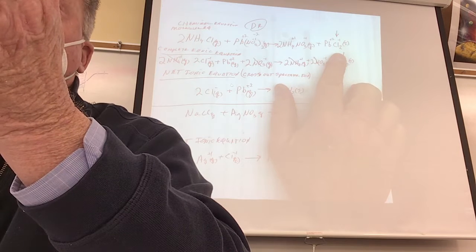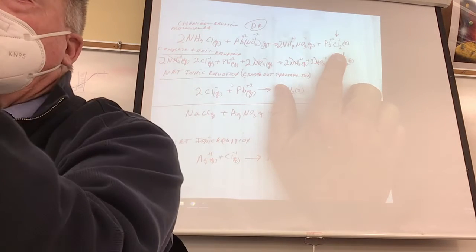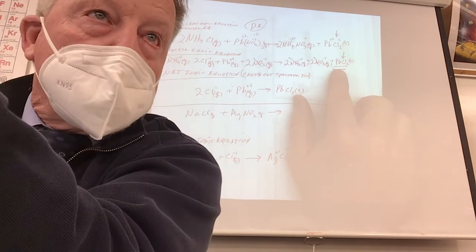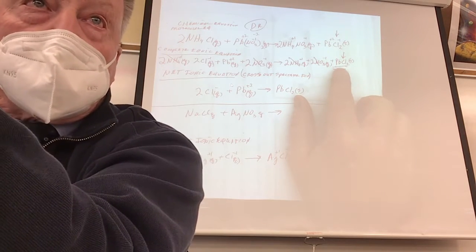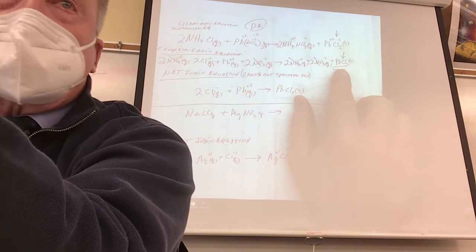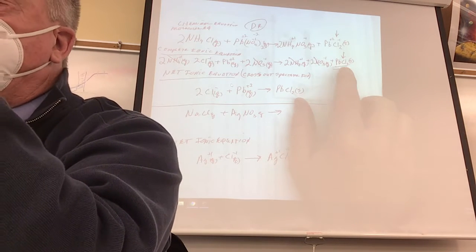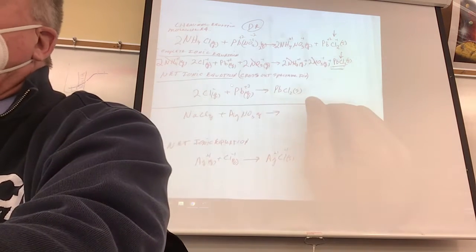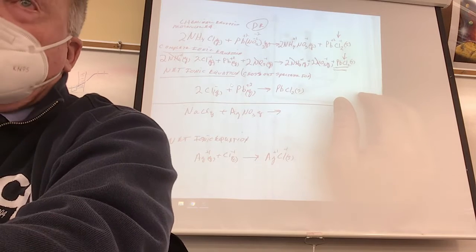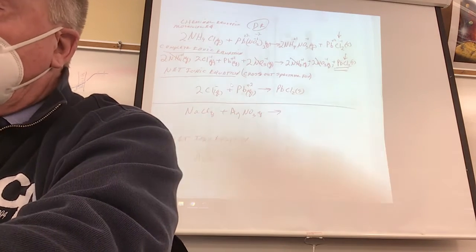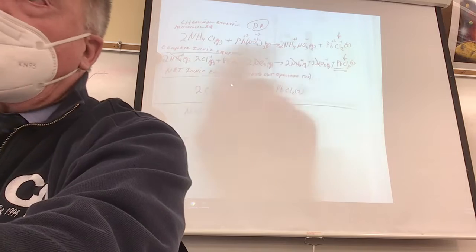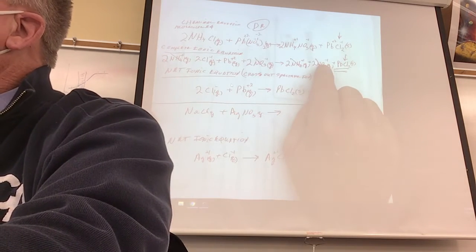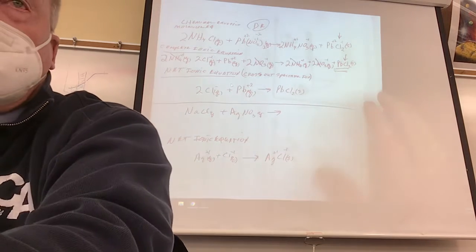And what about here? Uh-oh. Lead II chloride. I don't split this up. Why not? It's a solid, isn't it? And it's my driving force. It's why the reaction takes place. If both of these products had been soluble, you put a big NR there. What's that mean? No reaction. Last chapter you would have said, yeah, there's a chemical reaction, I know how to balance an equation. This chapter you find out that might not happen. All right, you okay on that?